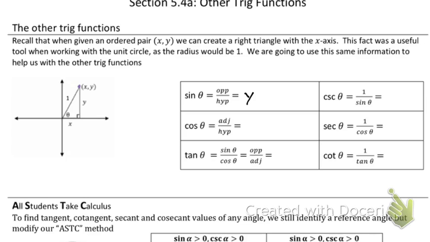I'm going to jump down to cosine. Cosine was adjacent over hypotenuse. Well, adjacent over hypotenuse was x over 1, so it's just going to be x.